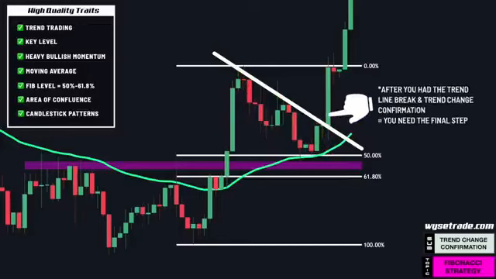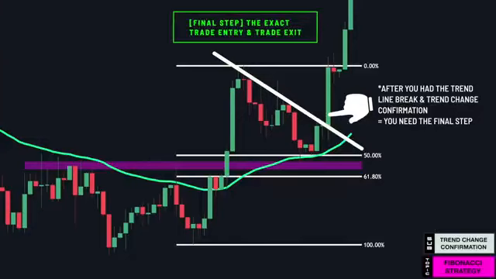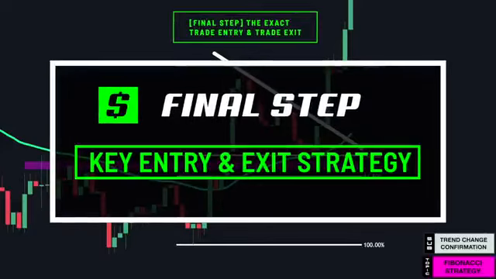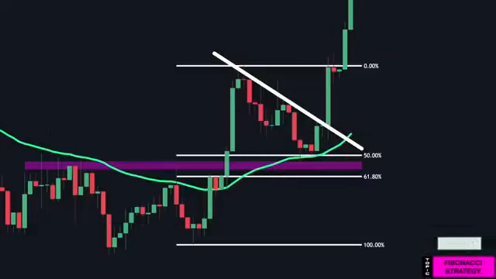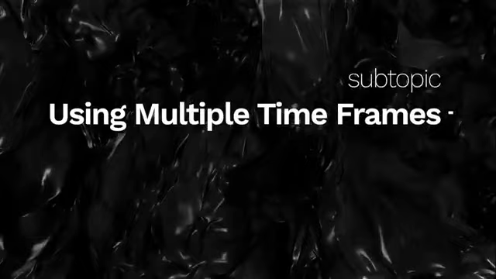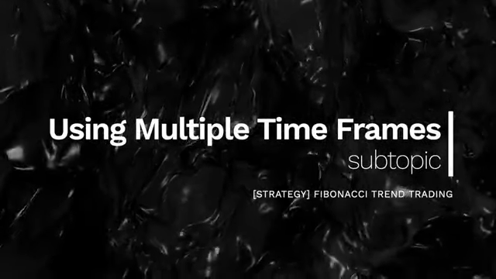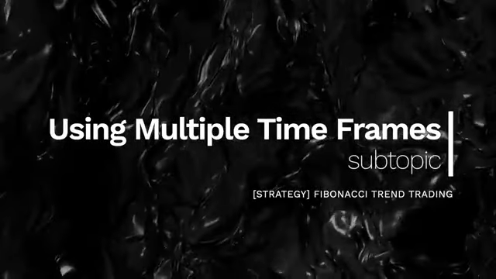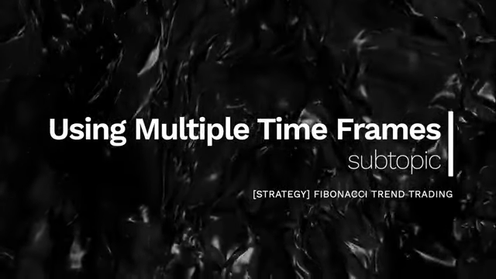So after you had that trend change confirmation breakout, all things are a go. This is when you need the final step of the formula, which is to go to the lower intraday timeframes and use our key entry and exit strategy and entry tool. So this leads us to our next topic. What if you cannot place a trend line onto the immediate trend? This is why you need to know how to use multi-timeframes. Knowing how to use multi-timeframes is what separates the amateurs from the pros.